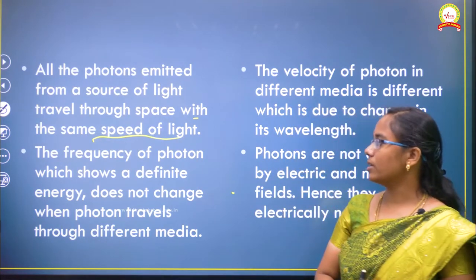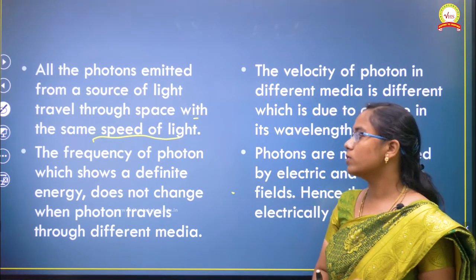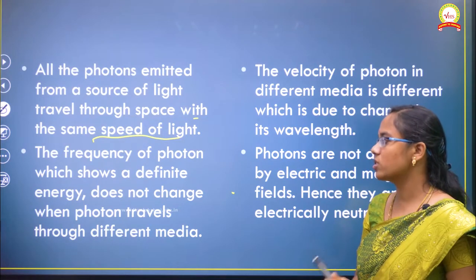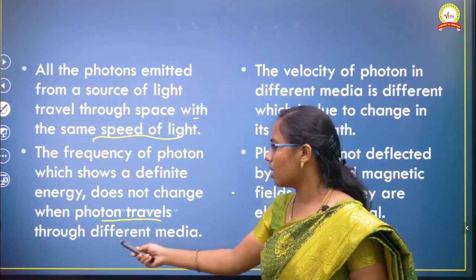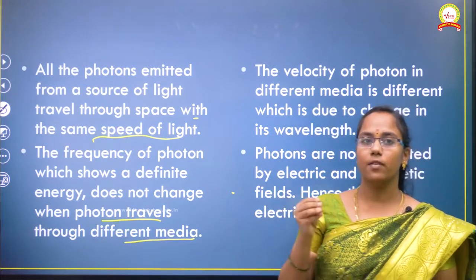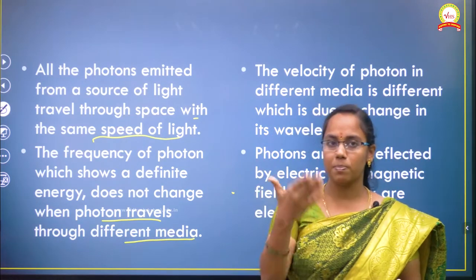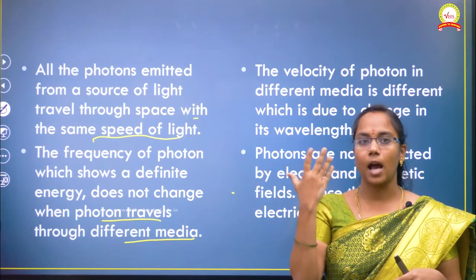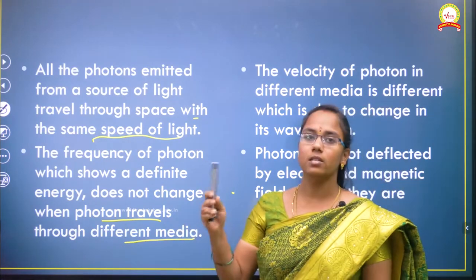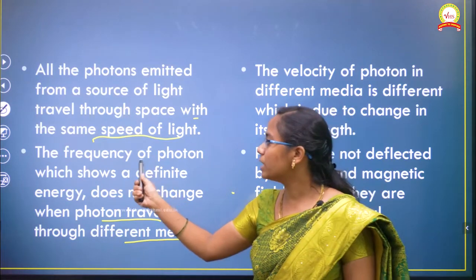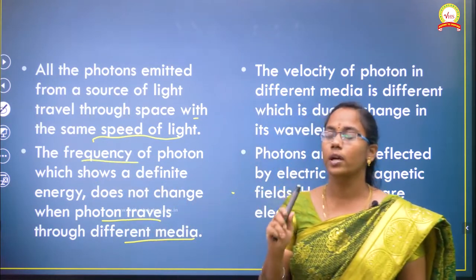Then the next property is the frequency of a photon, which shows a definite energy, does not change when the photon travels through different media. So the meaning is whenever this light is passing through different media, we have different media, right? Air, water, fluids, gas. Whenever this light is traveling through different media, its frequency doesn't change, okay.